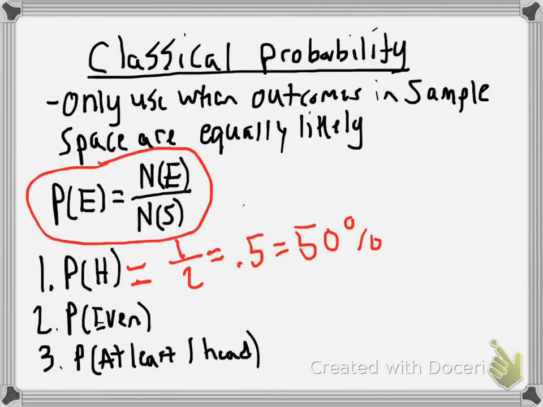That is the number of ways that event can happen. That's the numerator. There's 3 ways that can happen out of 6. That's also 1/2 or 0.5. And then lastly, the probability of getting at least one head.